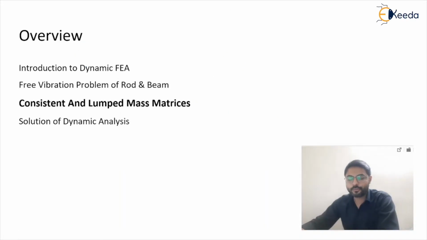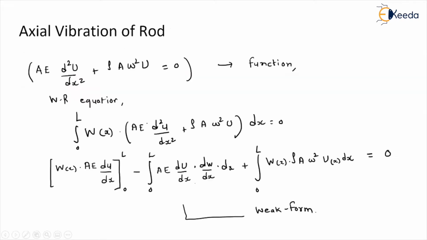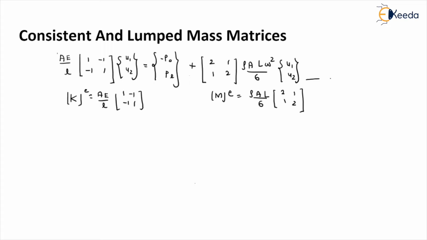So in the previous video we have derived the equation of motion for the axial vibration of a rod and beam. So let's understand what is consistent and lump mass matrix today. So this is the axial rod and for this axial rod we have derived the equation of motion for vibration. So this is my governing equation. So now let's understand this governing equation, what it means.